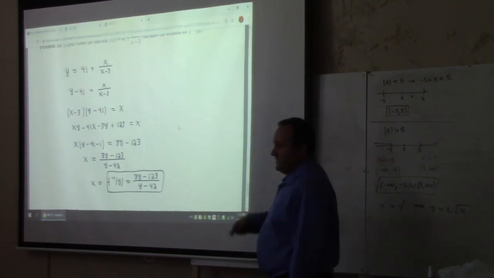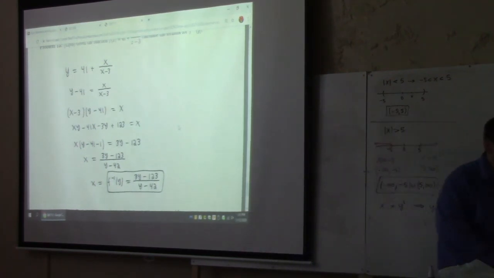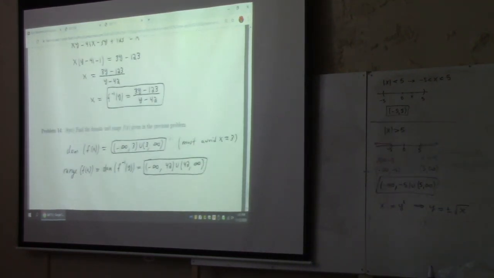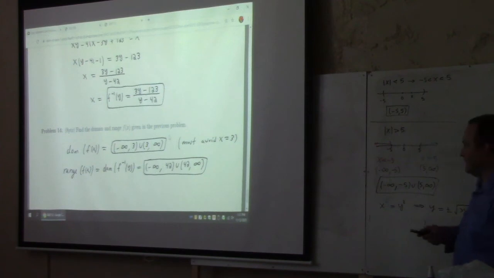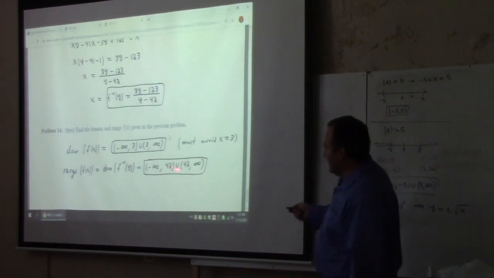So that allows me to answer the next question, which was that the domain, well, I already told you what the domain was. The range is the domain of the inverse function, which is minus infinity to 42, union of 42 to infinity.